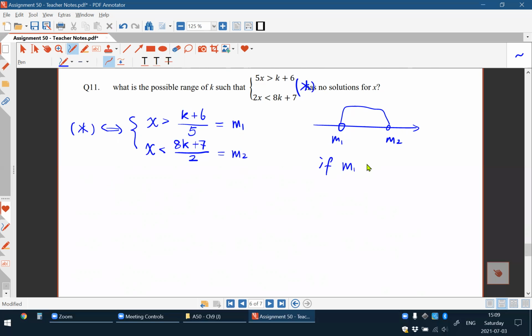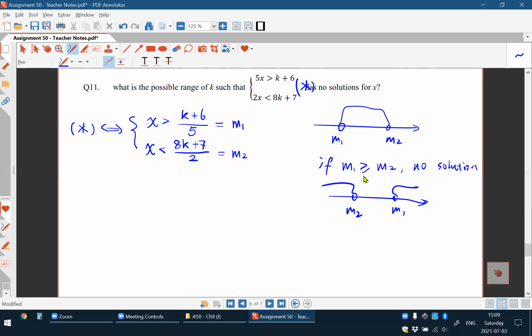And if M1 is larger than or equal to M2, there is no solution. Why? Because you can draw a number axis. If M1 is larger than M2, this is M1, right? And this is M2. And the system says X should be larger than M1 and should be smaller than M2, right? So in this circumstance, there is no overlapped area. So there is no solutions, right?